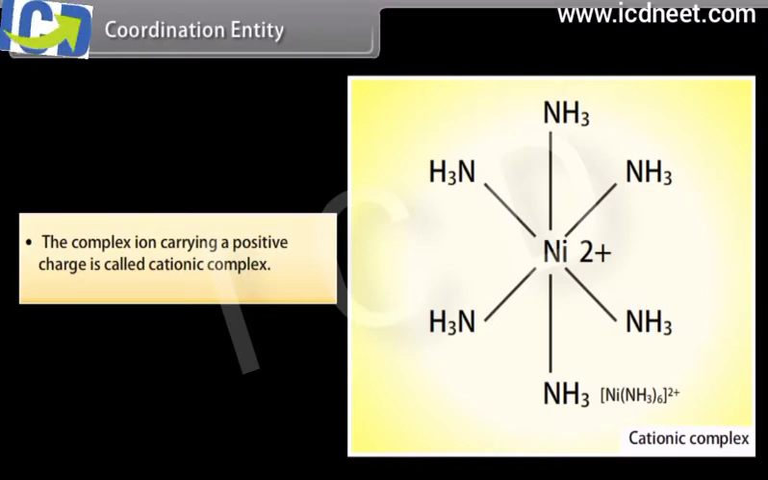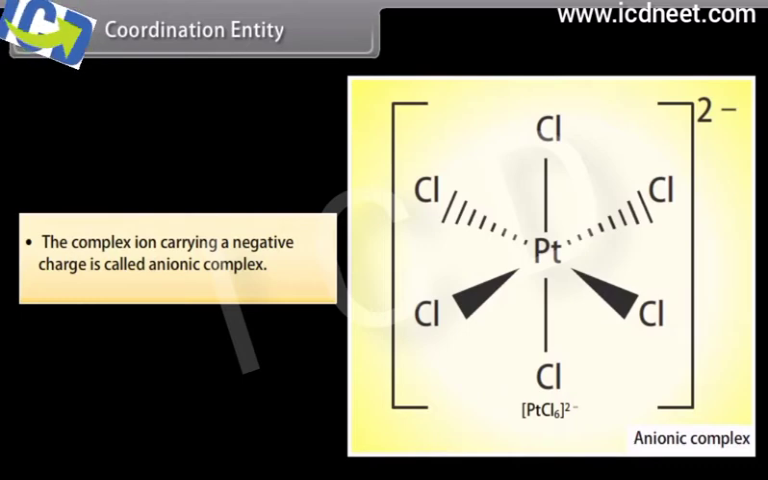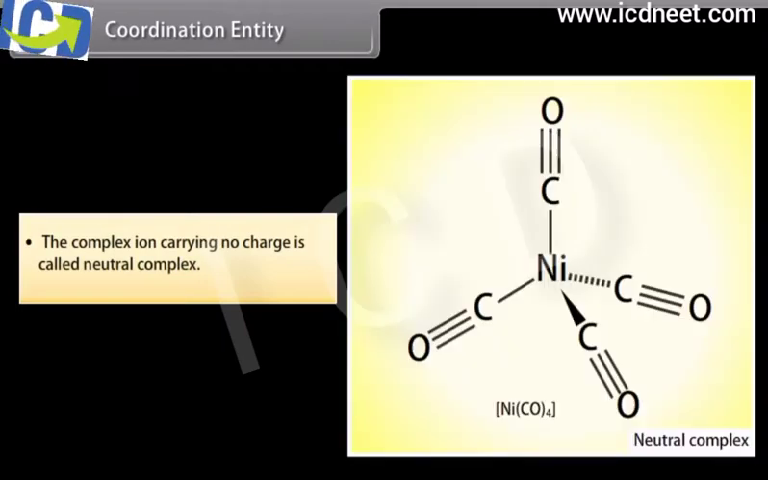[Ni(NH3)6]2+. The complex ion carrying a negative charge is called anionic complex. For example, [PtCl6]2-. The complex ion carrying no charge is called neutral complex. For example, Ni(CO)4.